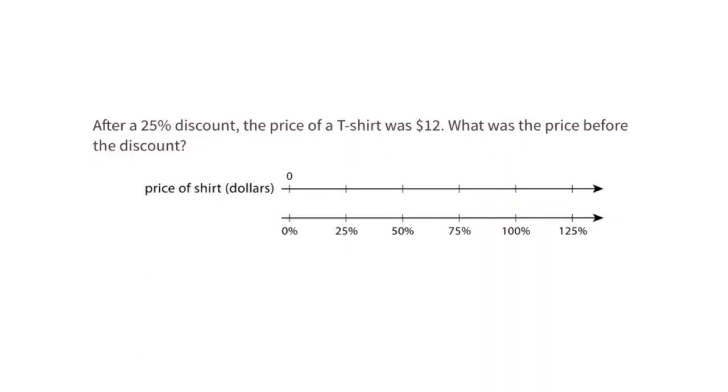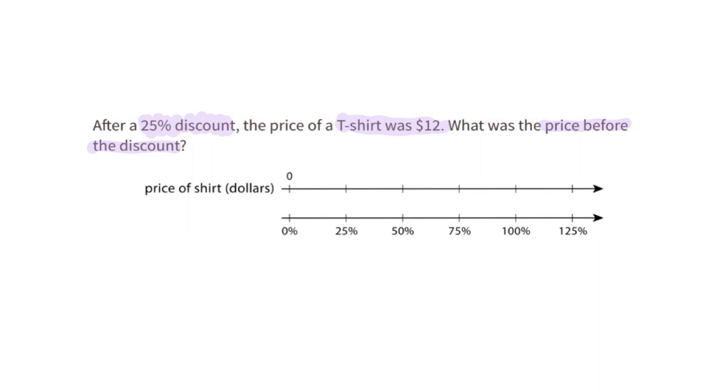All right, we're going to try something even more new with these problems. This one's a little bit tricky. I think these are the trickiest ones. After a 25% discount, the price of the t-shirt was $12. What was the price before the discount? So we know we have a 25% discount, and the t-shirt after the discount was $12. We want to know what was the price before the discount.